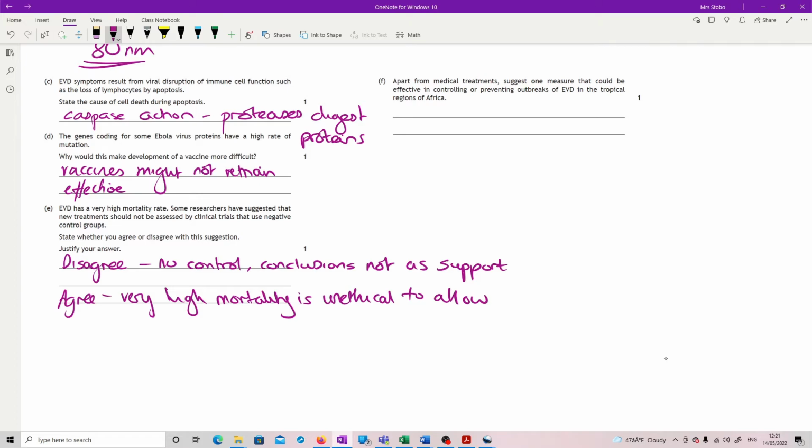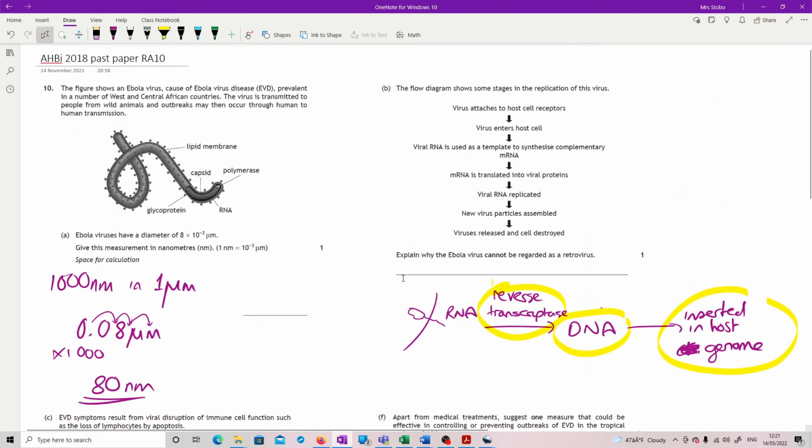Apart from medical treatments, suggest one measure that could be effective in controlling or preventing outbreaks of EVD in the tropical regions of Africa. Right, if I go back up a wee bit and we have a look here, it tells you something about this which will automatically give you nice ones. Okay, the virus is transmitted to people from wild animals. So there you go, there's something you could say.